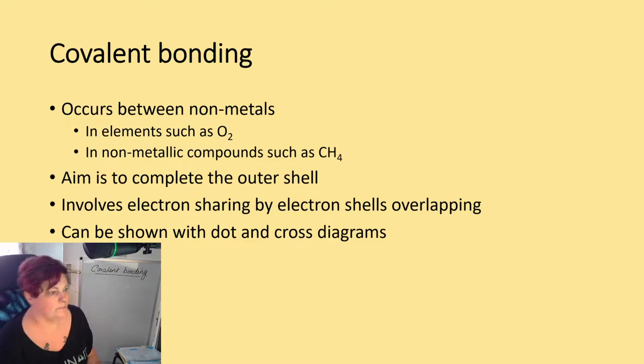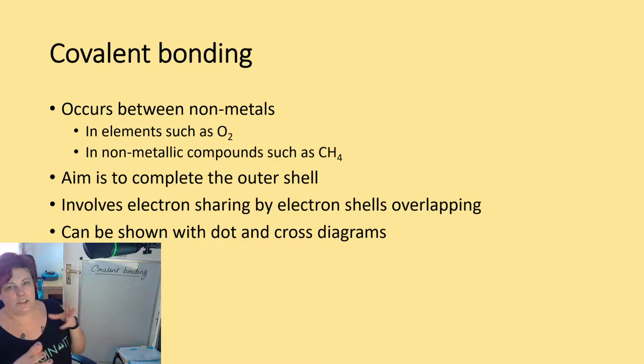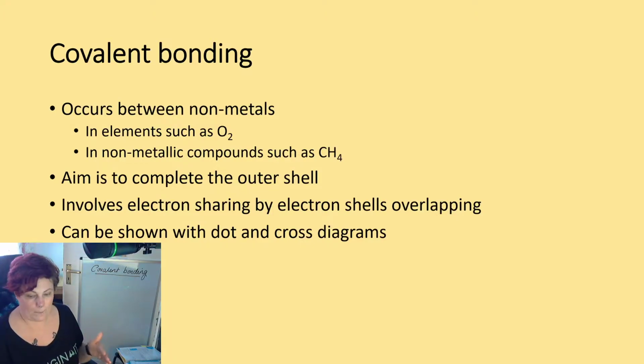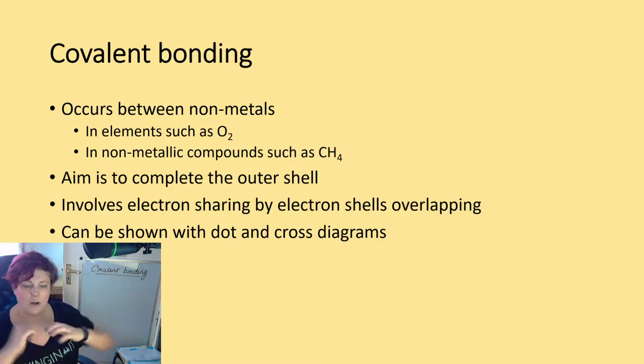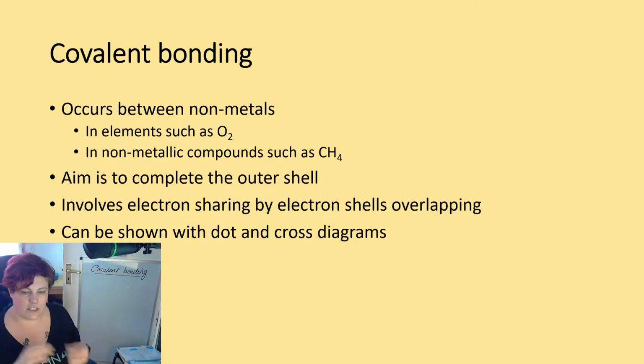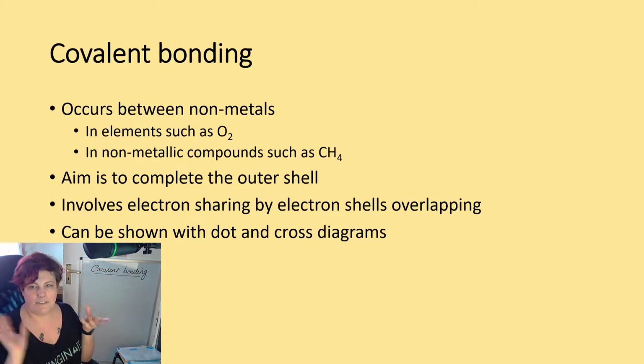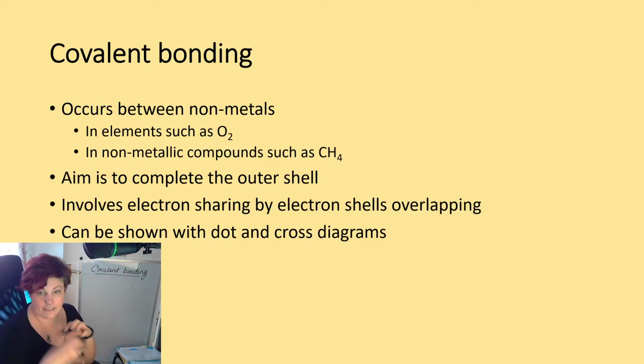With covalent bonding, the big thing is that the electron shells actually overlap. Rather than the electrons jumping from one atom to another to form ions, like with ionic bonding, the two shells overlap, and you get an area in the middle where the electrons are shared, and consequently you effectively complete both shells at the same time.